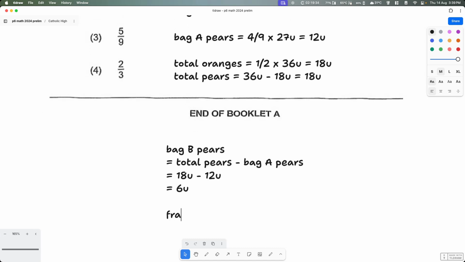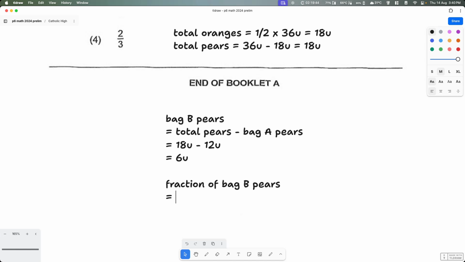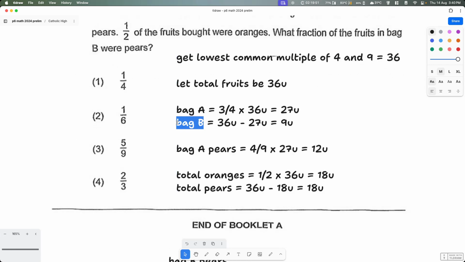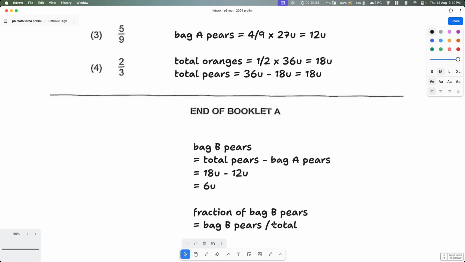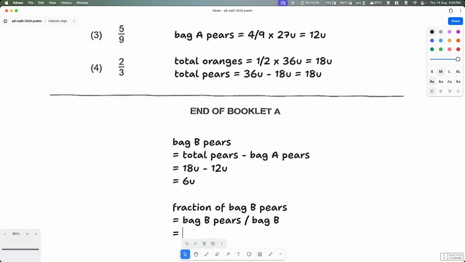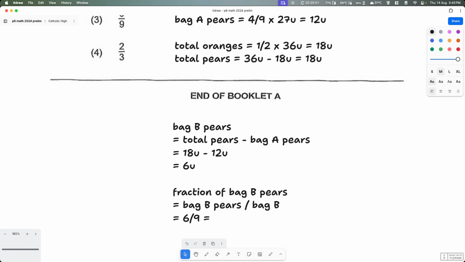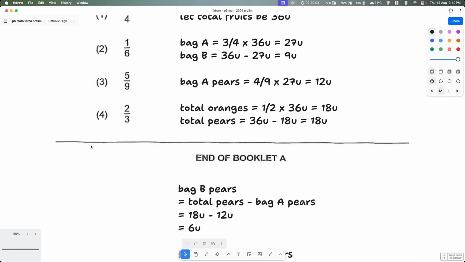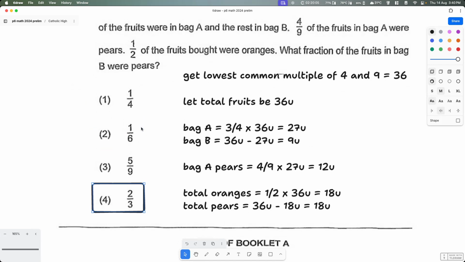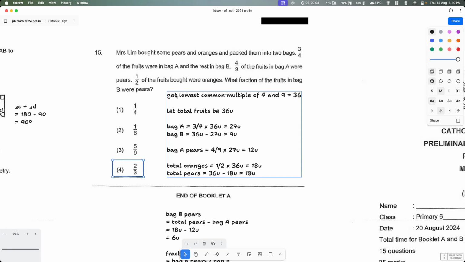So the fraction of bag B pears is equal to bag B pears over total bag B, and that is equal to 6 out of 9. If we simplify it, this will be 2 out of 3. So that means this is option number 4 in this case. Okay, so that's about it.